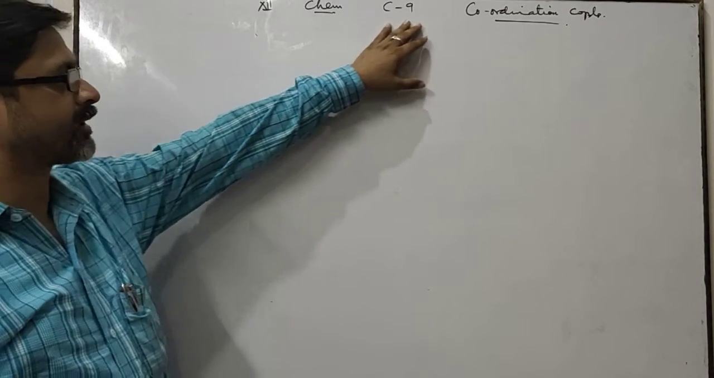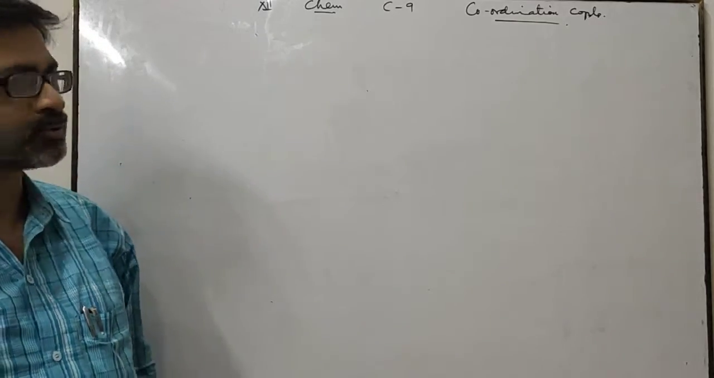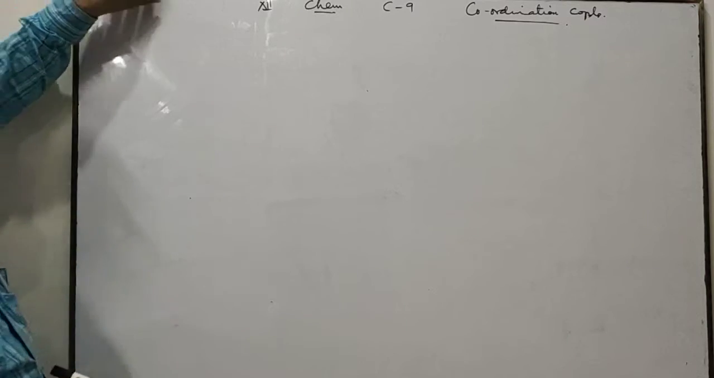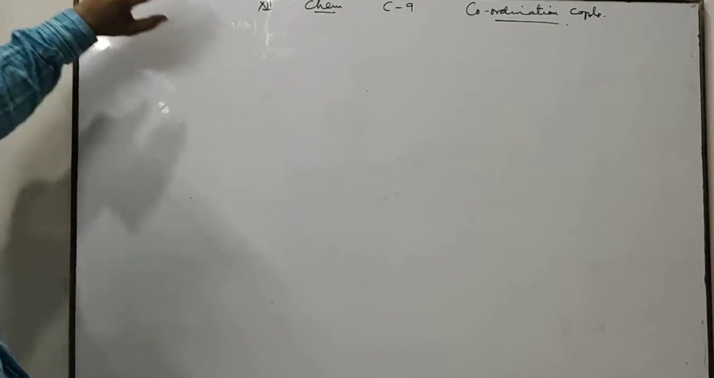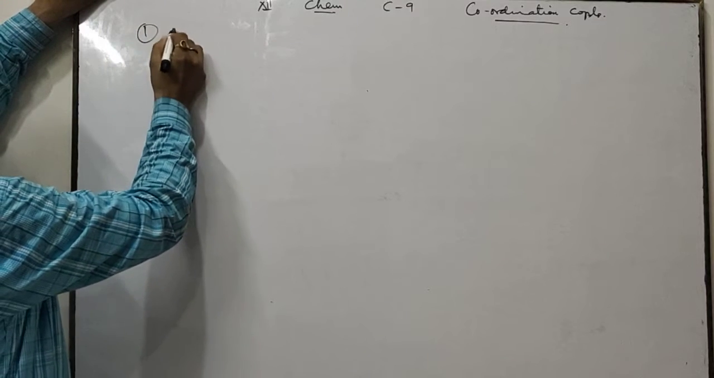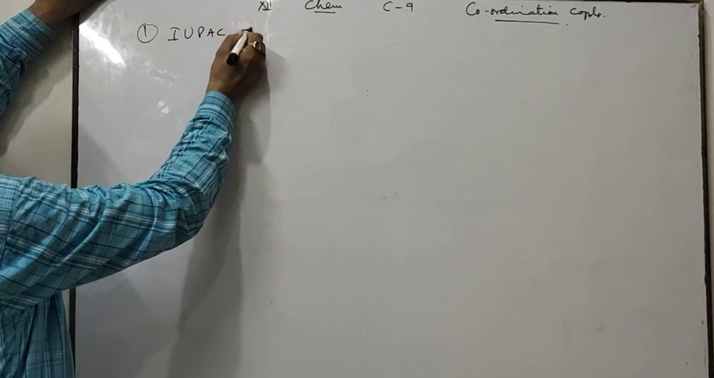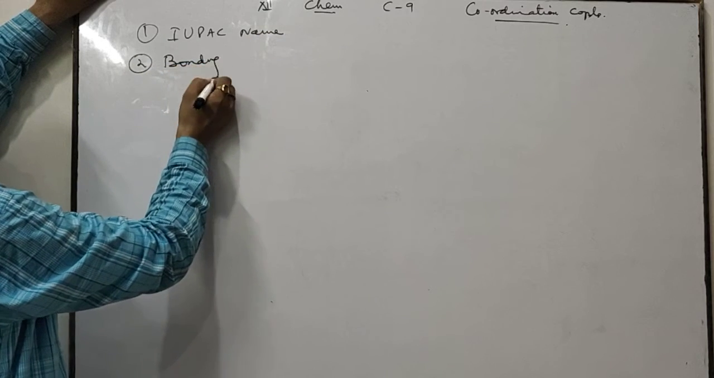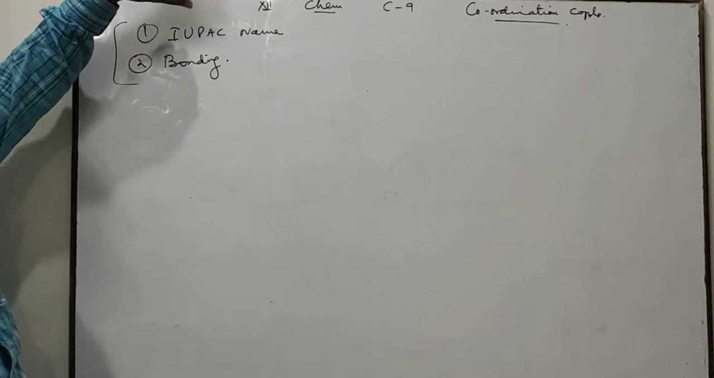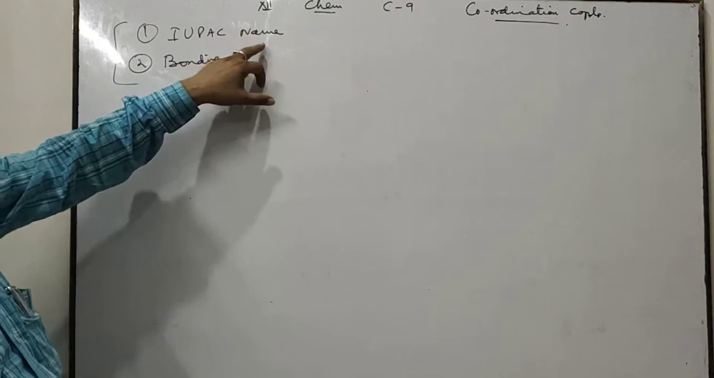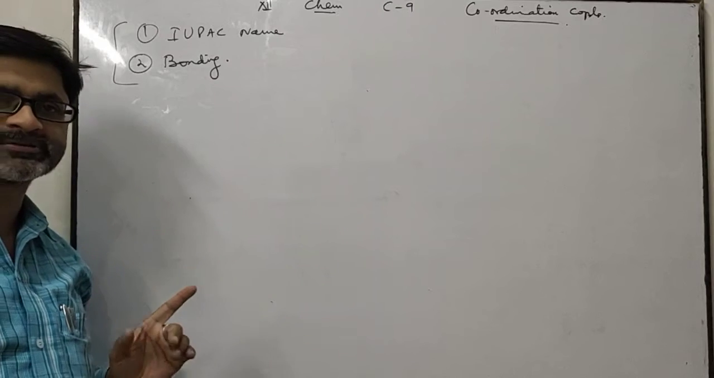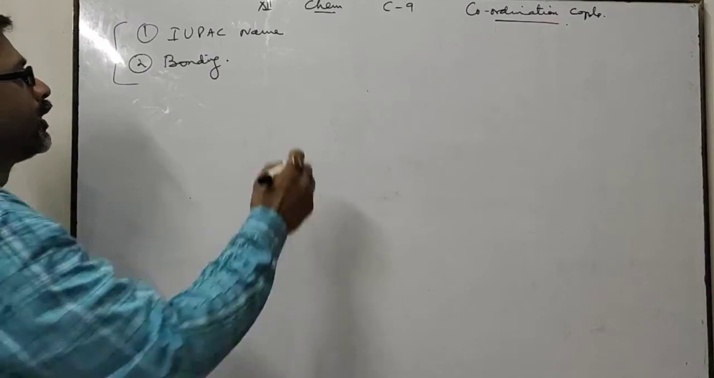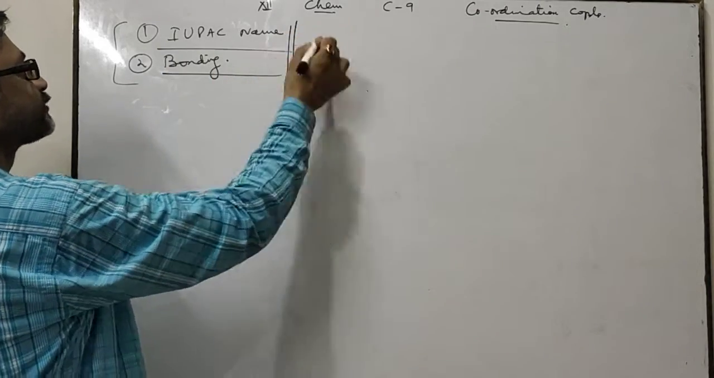I am going to teach you chapter 9 of your course, Coordination Compounds. In this chapter, various topics are under study, but here two main topics. First one is IUPAC naming and bonding, especially this year. The questions will be asked from these two main topics, IUPAC nomenclature and bonding in coordination compounds. I am going to discuss this.